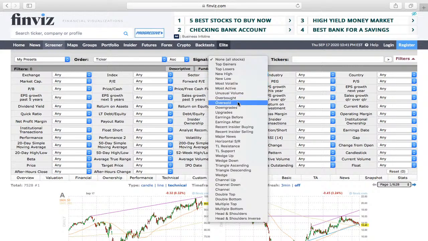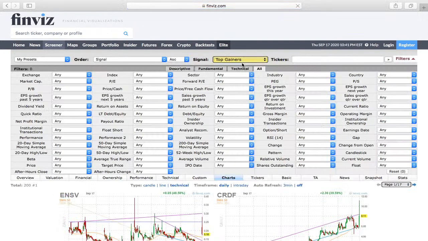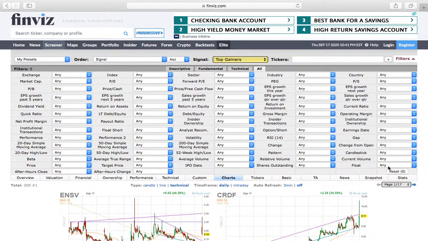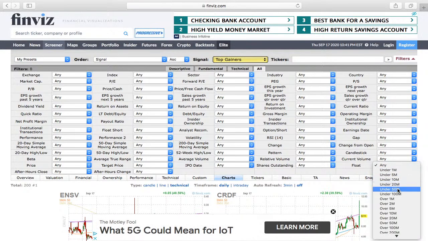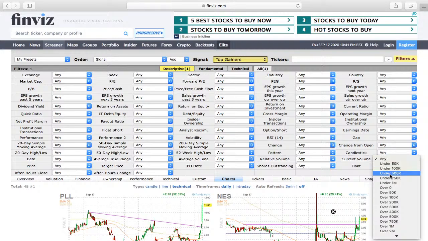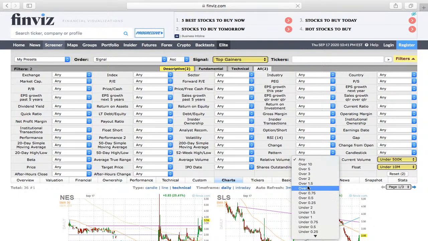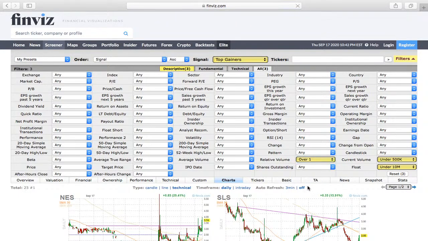So for low floats, you're going to look for top gainers. Where is top gainers? There it is, right at the top. Of course, top gainers at the top. That makes sense. You're going to do your float under 10 mil. Volume over 500K. Relative volume over 1. And that will show you 23 different stocks.